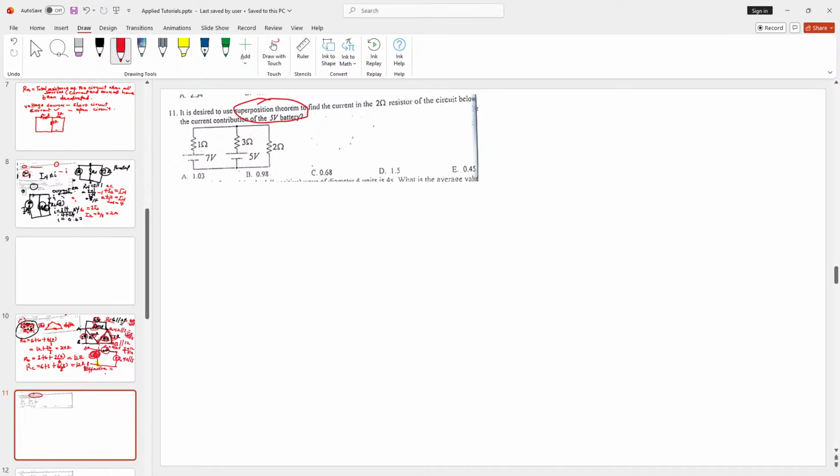So superposition states that anytime we have multiple sources, you see right now we have 7 here and then we have 5 here. Anytime we have 2 or more sources within a circuit, we can make each one of them act alone and then we solve for the currents or the voltage when each one of them is acting alone. And after we are done, we add them.